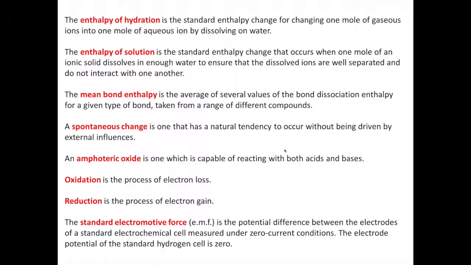The mean bond enthalpy is the average of several values of the bond dissociation enthalpy for a given type of bond and is taken from a range of different compounds. A spontaneous change is one that has a natural tendency to occur without being driven by external influences. An amphoteric oxide is one which is capable of reacting both with acids and bases.